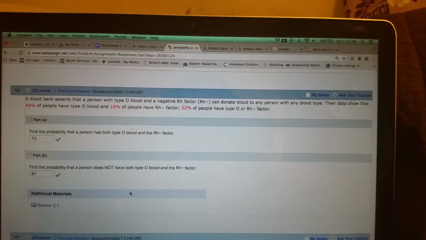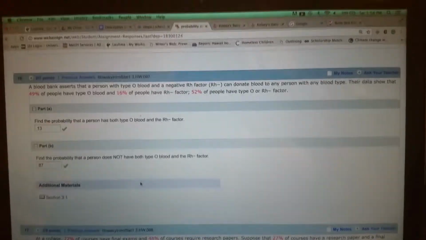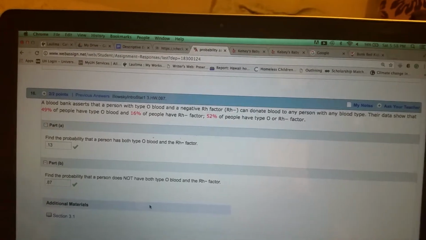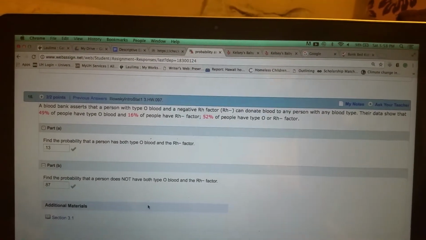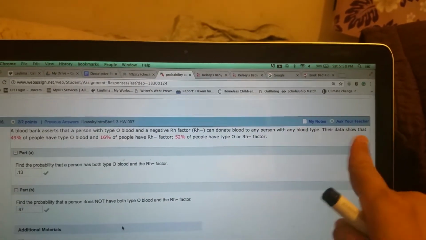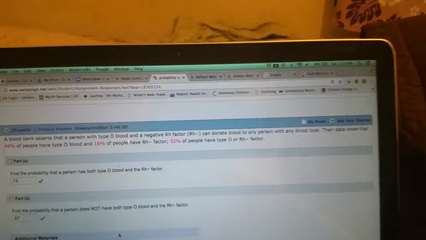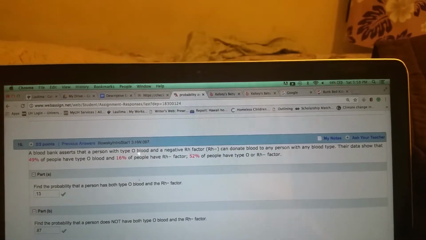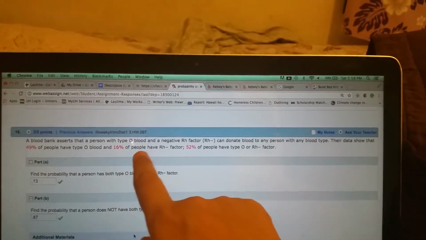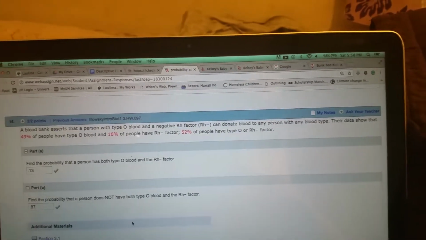Their data show that 49% of people have type O blood. Sorry, 49, so that's 0.49 for O. And 16% of people have the Rh negative factor, so 0.16 for my Rh negative.